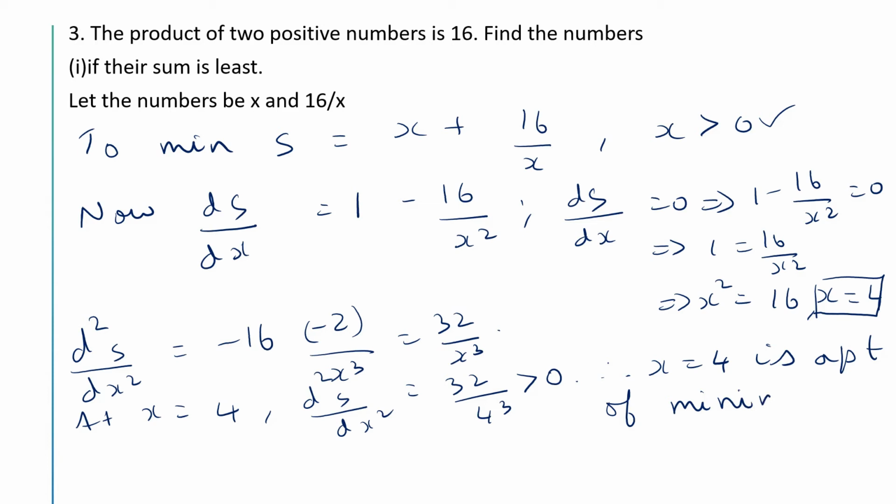Is a point of minima. Therefore, the required numbers are, so here one is 4, the other one is 16 by 4, which is again 4. 4, 4.